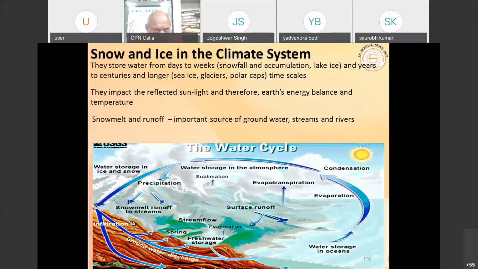And here is the water cycle, again related to ice in the climate system. This water cycle depends upon the presence of snow, the presence of ice, and how much, what is the time factor, what is the life, the duration. All these factors affect our snow, ice, and climate system.